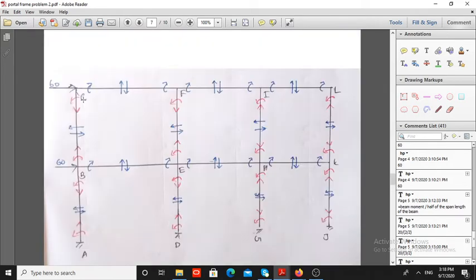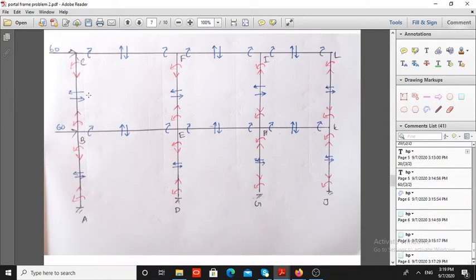Here, the values we know are the column shear values. First of all, mark all the column shear values, that is 10, 10, 20, 20, 10, 20, 40, 40, 10. Okay, so here you can mark. From this figure you can find all these values.